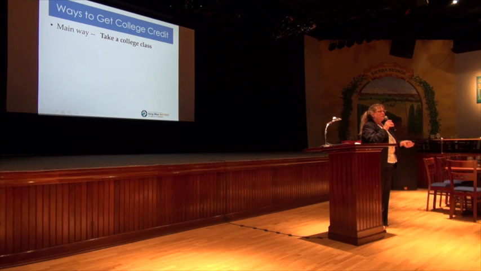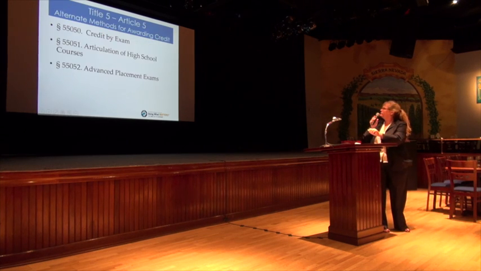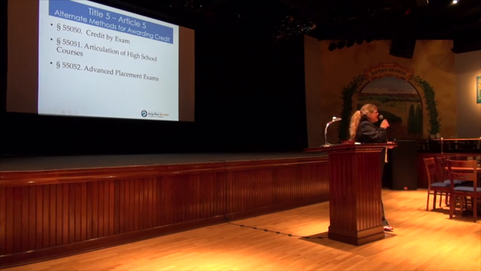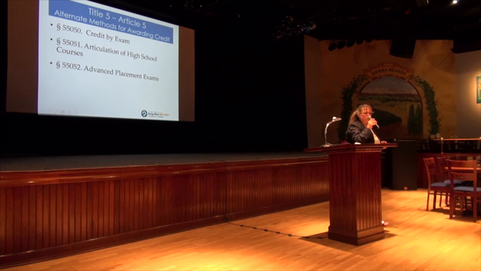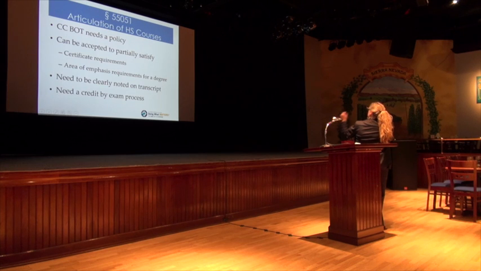One, you can take a college course. Two, you can do credit by exam. So someone walks in off the street to the college and says, I want to get credit for this course. If that course has been identified by the college as a course that you can get credit for by exam, then the person can apply to do that. Three, there's articulation of high school courses, and we'll talk about that a little bit more. And then, of course, there are advanced placement exams. So, articulation of high school courses.